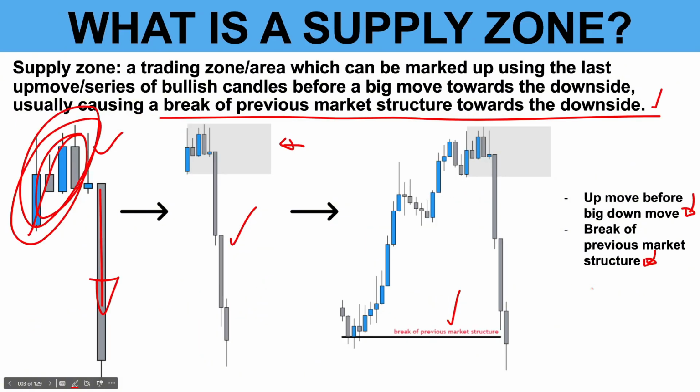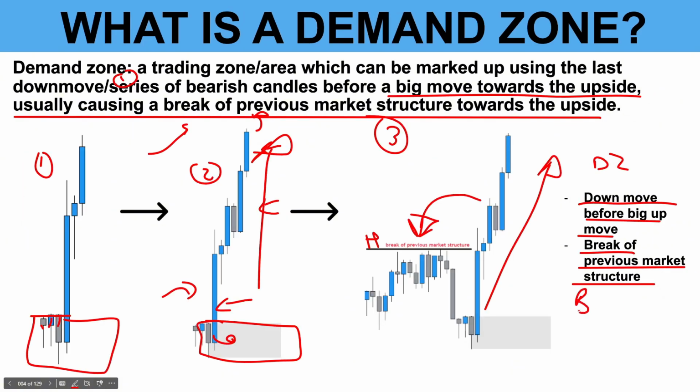So over here we can just say it needs to break a structure of a previous low. Here we can say break of structure for a previous high. So a break of structure towards the what? Towards the upside. And those are the definitions of a supply and demand zone.